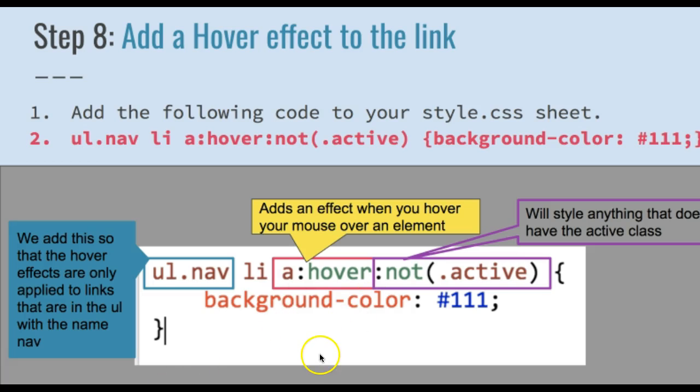Next, we're going to add a hover effect so that when we hover over our nav bar, it will change colors. It looks kind of confusing. You could technically just put hover, but it would style every link on your page like that. So we're going to say only add a hover effect to links that are inside of an LI that are also inside of an unordered list with the name nav.